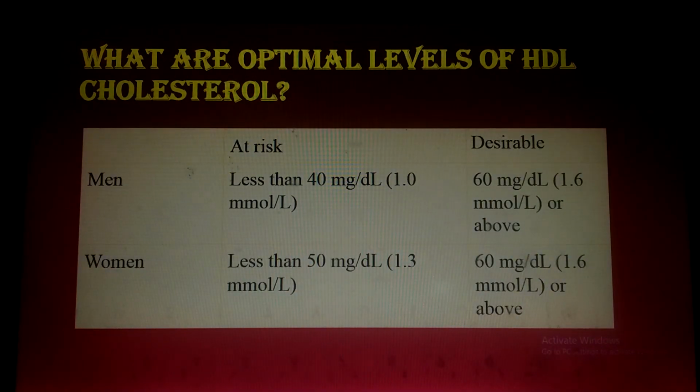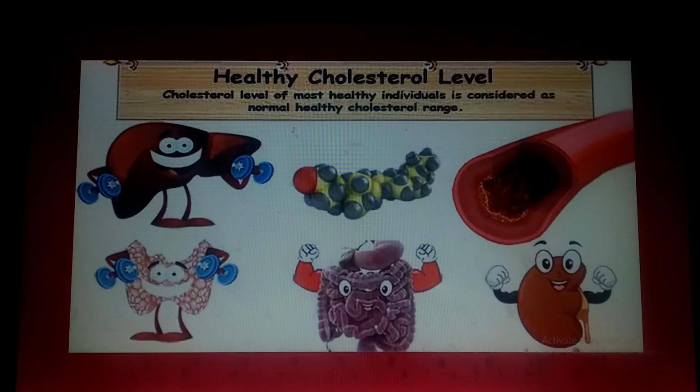Now, what are the optimal levels of HDL cholesterol? You are at risk if you have less than 40 milligrams in men, and in women less than 50 milligrams. So the desirable range is 60 mg per dl for both male and female. Is it clear? Okay. So if you have healthy cholesterol, it means that you have a high level of HDL, and your liver, your intestines, your kidneys, your blood vessels become healthy and happy. Okay.